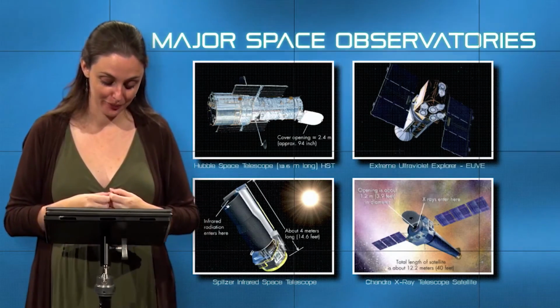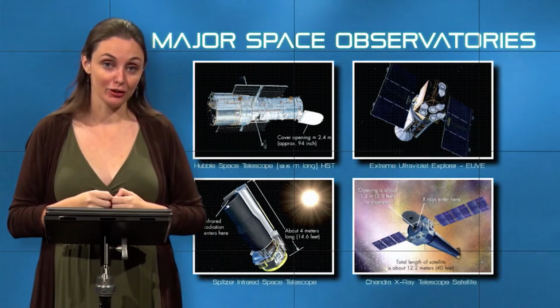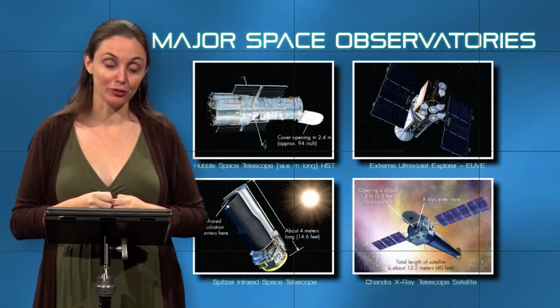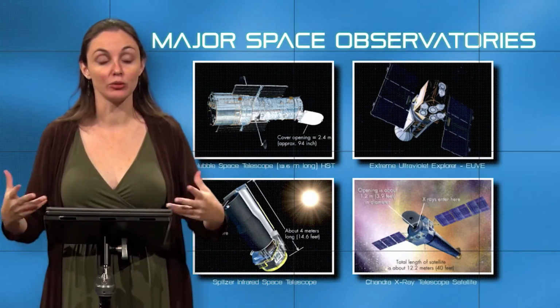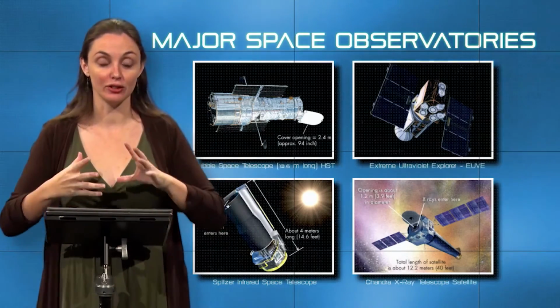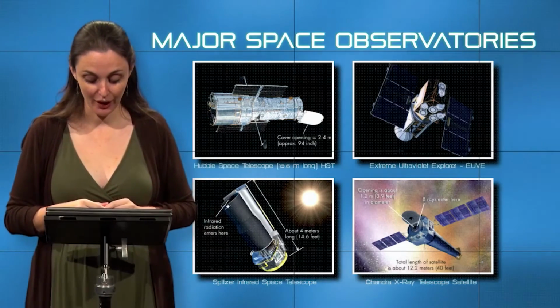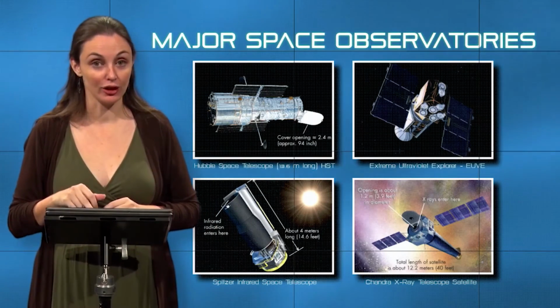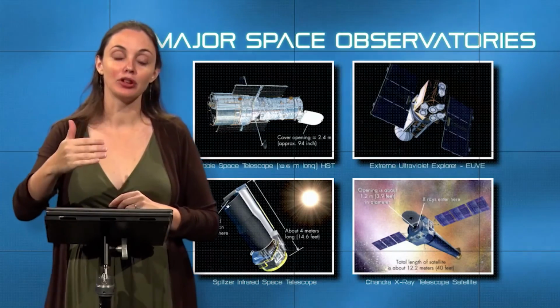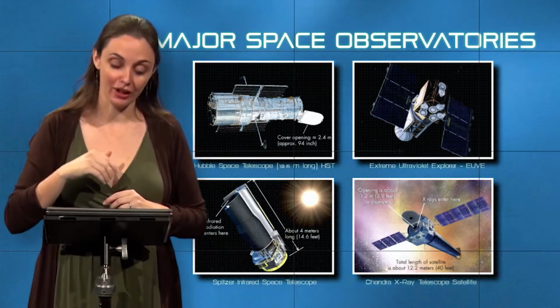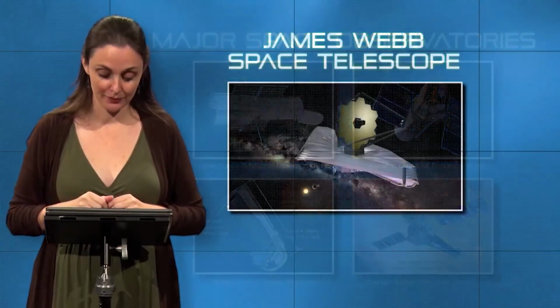The Spitzer infrared space telescope allows us to see essentially the heat coming off of objects, which is all infrared light really is. It's the heat coming off of objects. And then finally, the Chandra X-ray telescope, also up there in orbit, also capturing a different wavelength of light than we can on the Earth's surface.